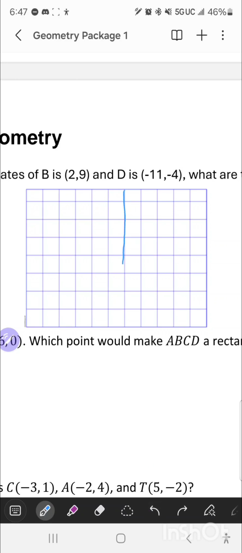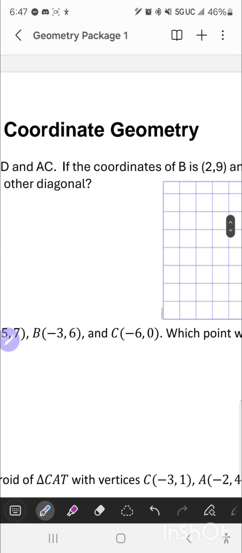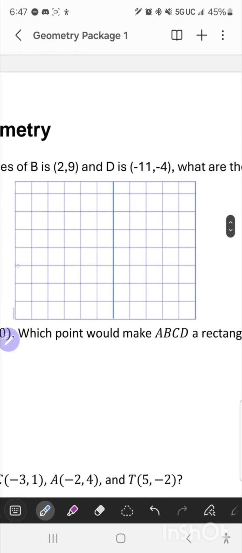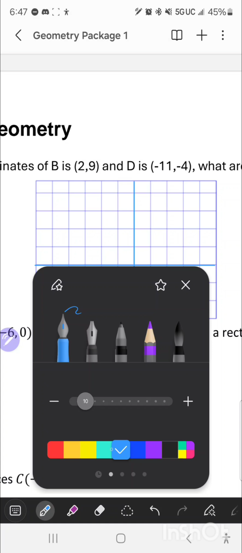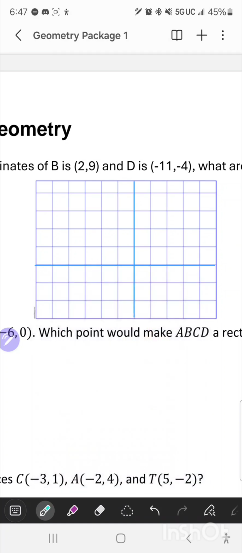Actually no. Here, negative 4 is the greatest for the y value. 9. Okay, now here we go. If you have a bigger sheet of paper, it's going to be of course easier, but this is what we have.